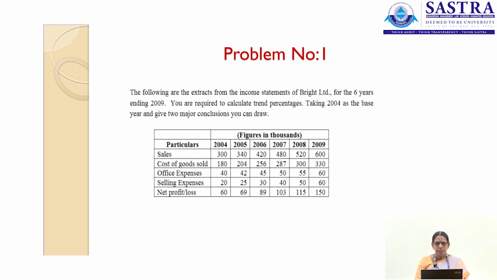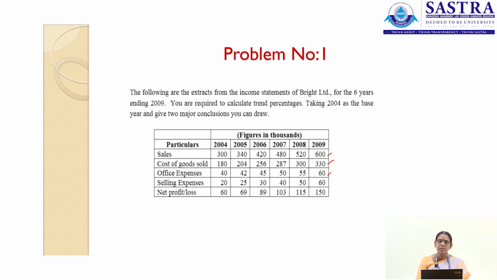Say for selling expenses, we have 20 to 25, a 5,000 increase, 25 to 30 again 5, 30 to 40 it increases by 10,000, again 40 to 50, 10, 50 to 60, 10. So, it increases in an increasing trend. At times, we will have a decreasing trend also. Certain expenses will have a decreasing trend. So, this decreasing trend in expenses shows a favorable position.